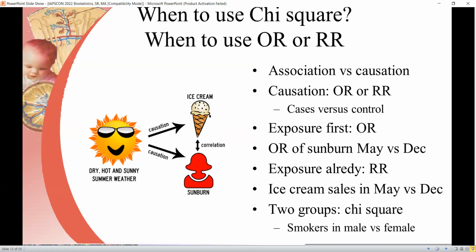Whereas when you are comparing two different groups which are totally unrelated proportions, for example, smokers in male versus smokers in female, sex cannot be a predisposing factor to smoking. So there is no causation here. So you can compare that by chi-square, saying that there's a significant increase in smoking among the males compared to females, right?